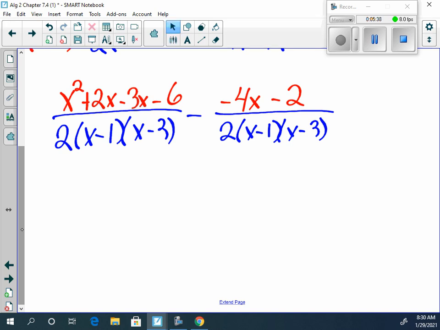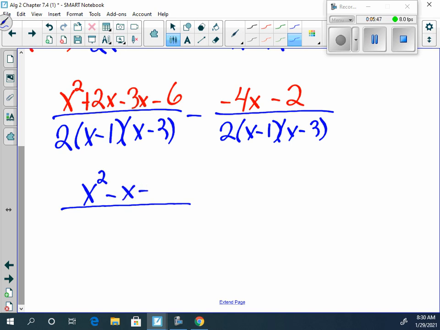Yes. And that's what I would do next. Combine like terms, which would give us x squared. Well, 2x minus 3x would be negative x minus 6.